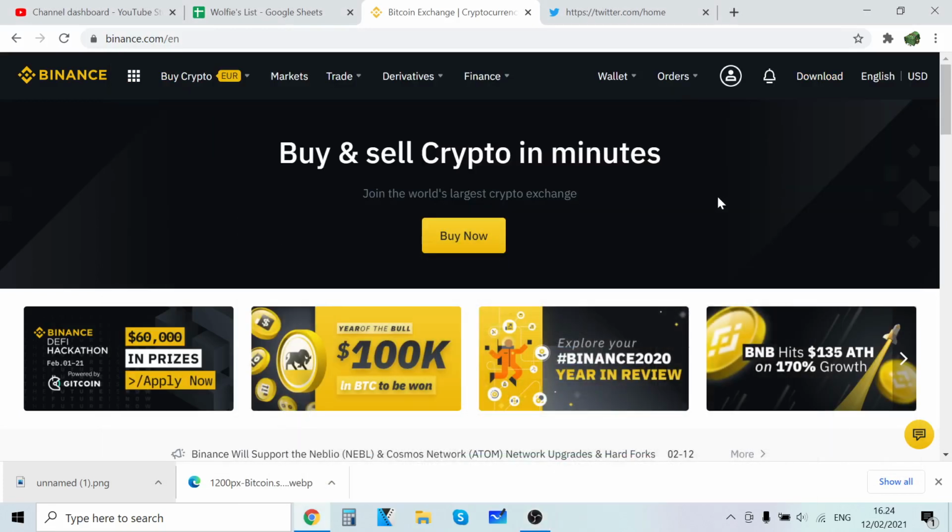In this quick step-by-step tutorial, I'm going to show you A to Z how to buy Bitcoin on Binance. So first step is to sign up on Binance.